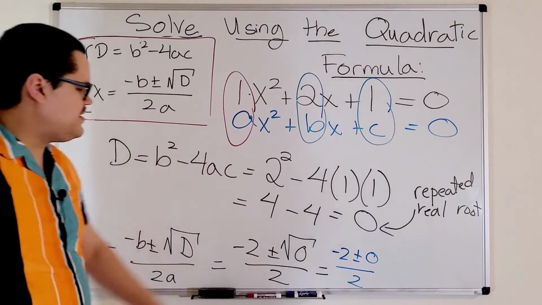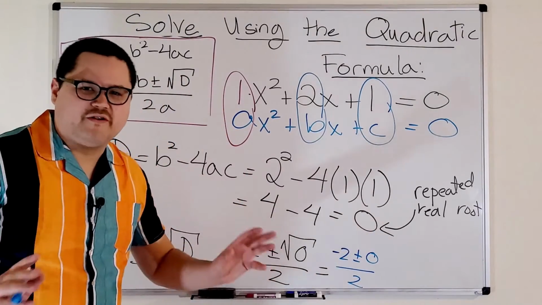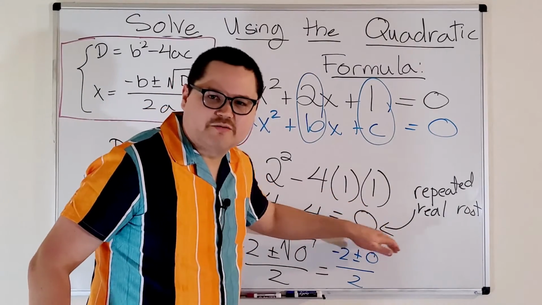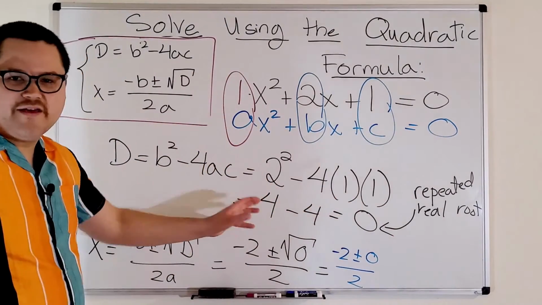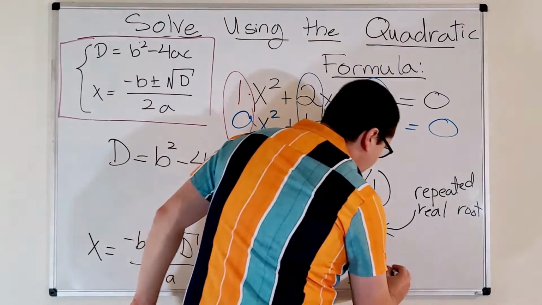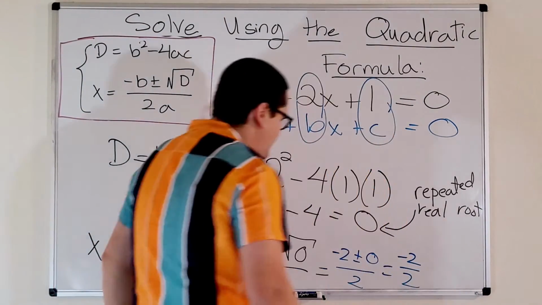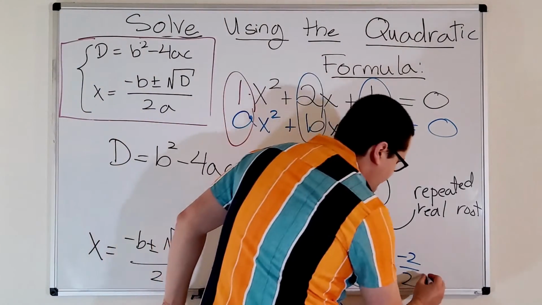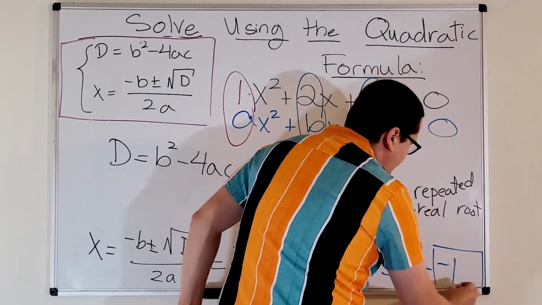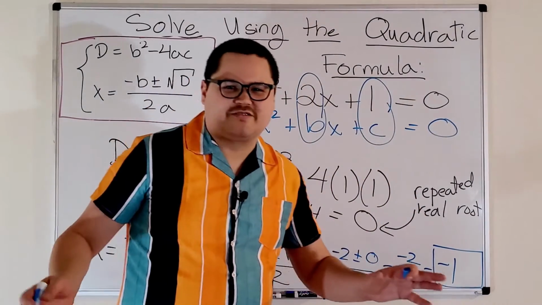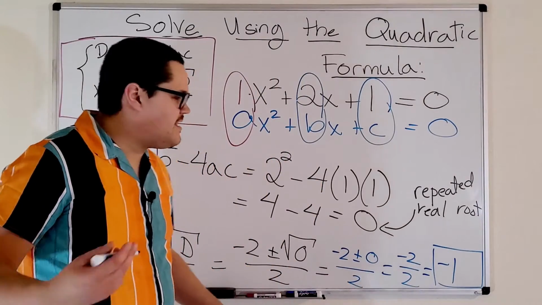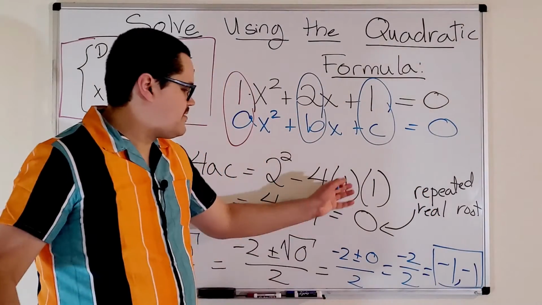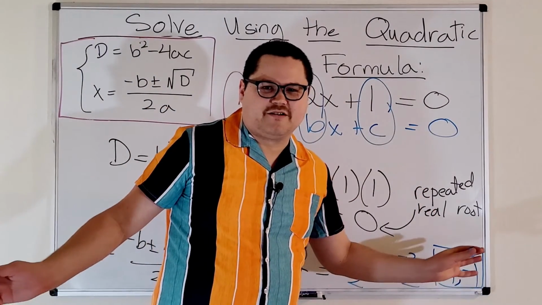So usually when we do this plus or minus thing, we have two different answers. But here, it doesn't matter whether you add 0 or subtract 0. It's the same thing. Either way, you just get negative 2 upstairs. So this reduces to negative 2 over 2, which is negative 1. And sometimes teachers like students to write negative 1 comma negative 1, just to emphasize that this is a repeated real root, but it's up to the teacher what they prefer.